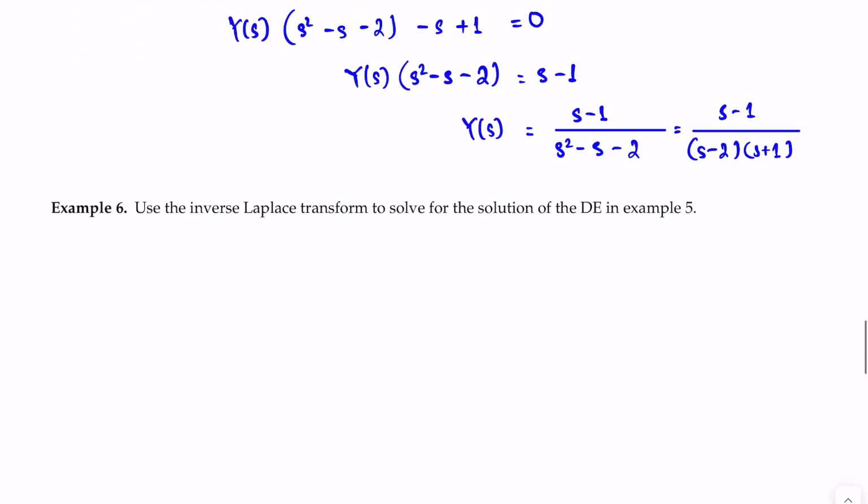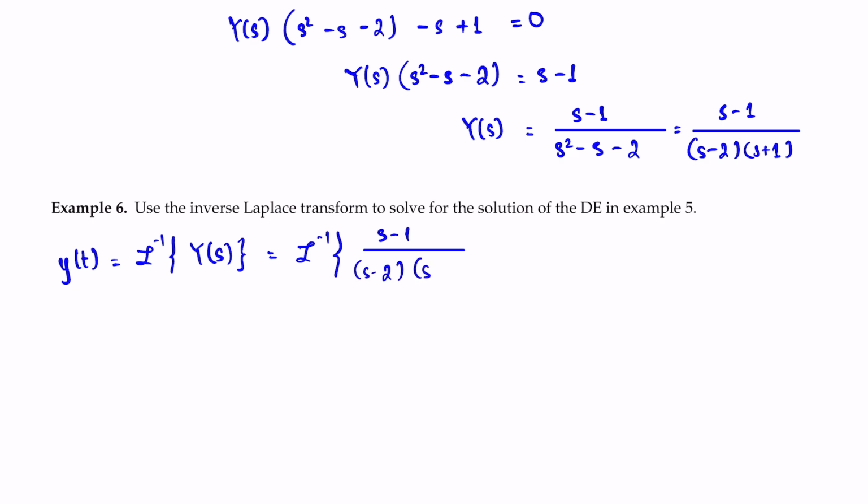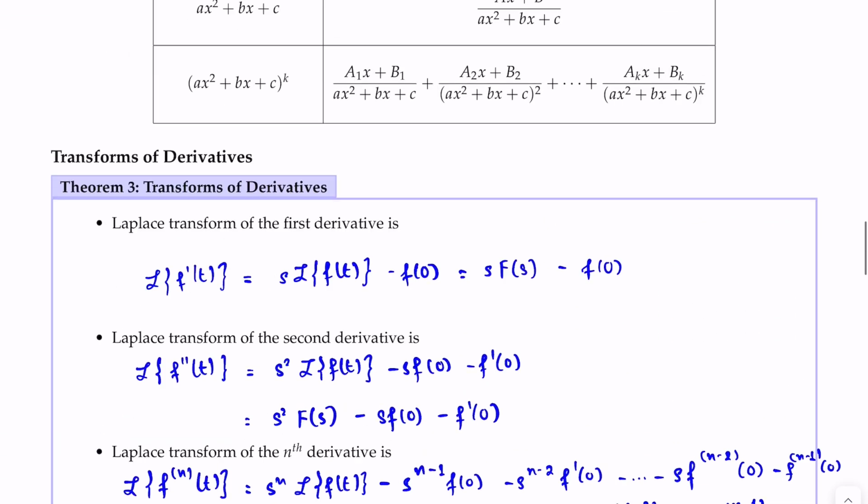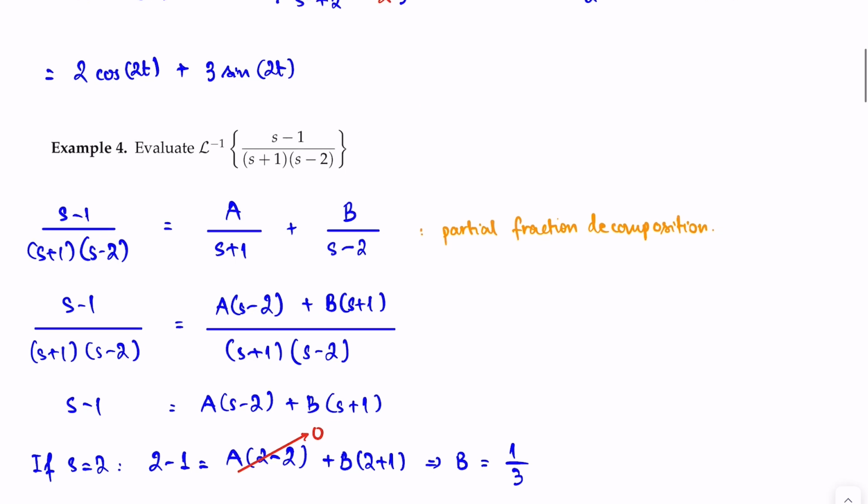Right? So to find the solution, you apply the inverse Laplace transform. So y of t is equal to the inverse Laplace transform of capital Y of s, or the inverse Laplace transform of s minus 1 over s minus 2 times s plus 1. And for this particular problem, we already did that in example 4. So we go all the way up here, and we have the process of finding the inverse Laplace transform of this fraction. Right? So that is example number 6.